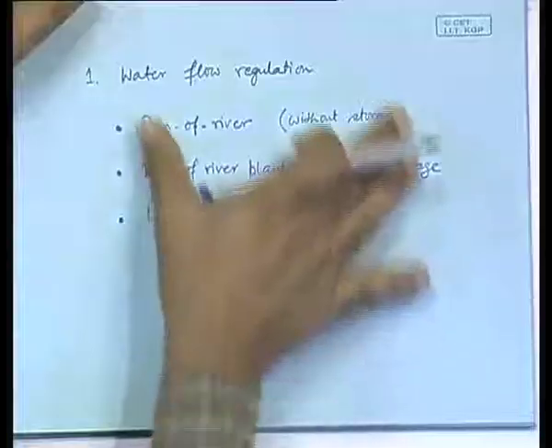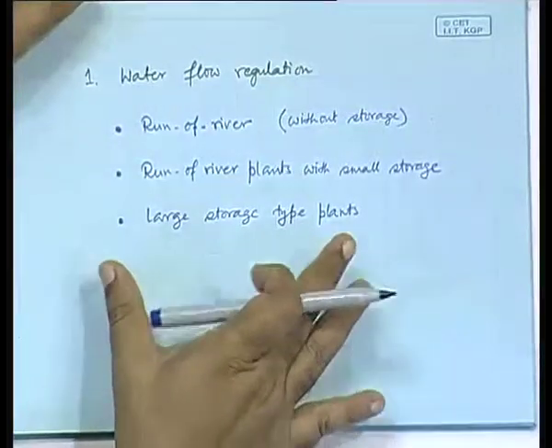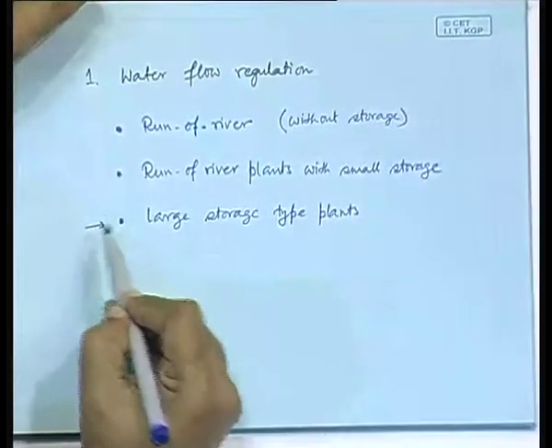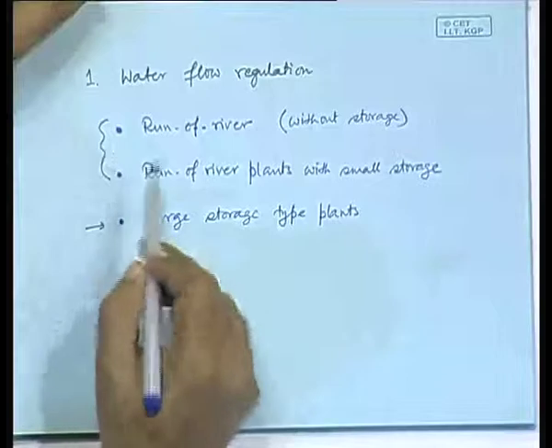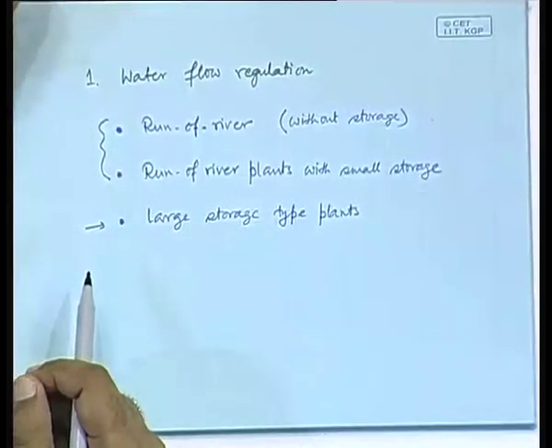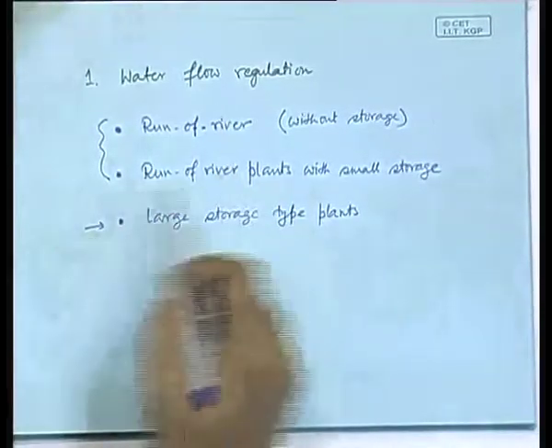So this is one kind of classification. The large power plants are generally of this type, and these two are essentially the microhydel, mini hydel or microhydel class. The second classification comes from the head.